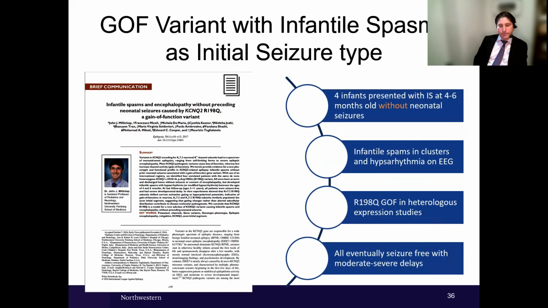And they all had this certain variant, the R198Q, which was shown to be gain of function in the lab tests. All these patients, up to the time that they were studied, were eventually seizure-free, but continued to have moderate to severe developmental delays. So I don't think we would confuse this group of patients with patients who have a loss of function variant, as I described in the first 3 cases.